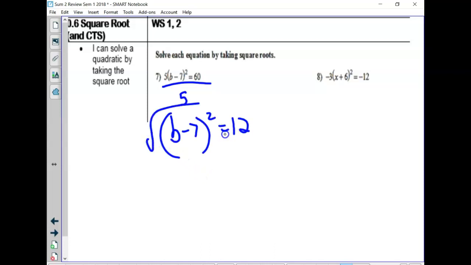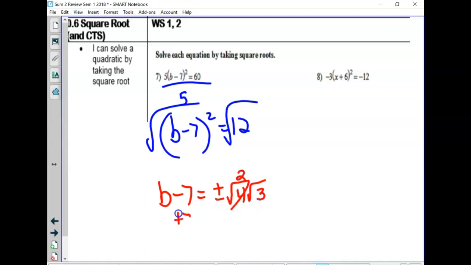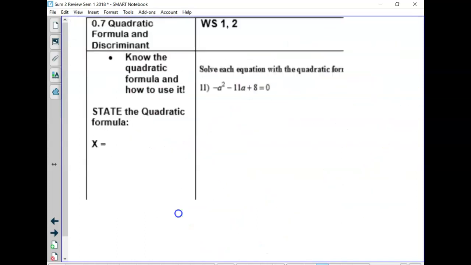Then when you square root, you got to remember what? b minus 7 equals plus or minus. 12 is 4 times 3, so that will become a 2 times the square root of 3. But I also need to add 7 over there. 7 plus or minus 2 square roots of 3. All right. Does that take us all the way down to quadratic formula and discriminant?